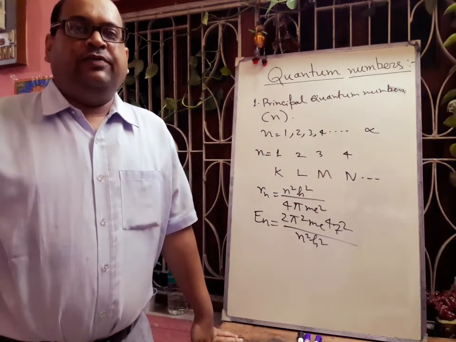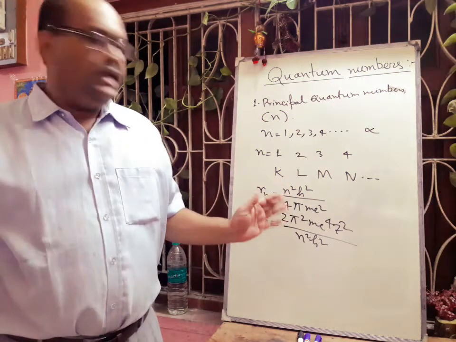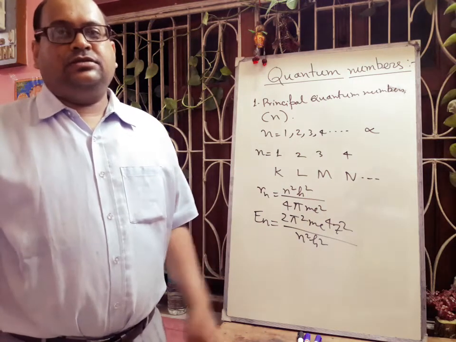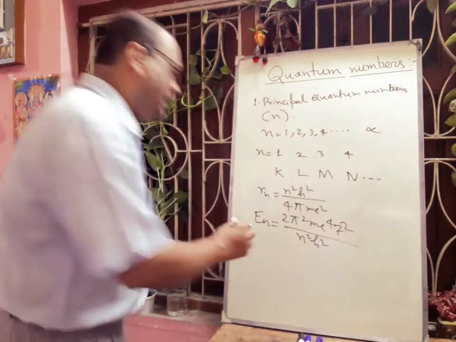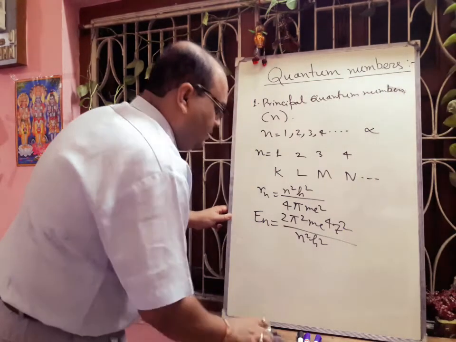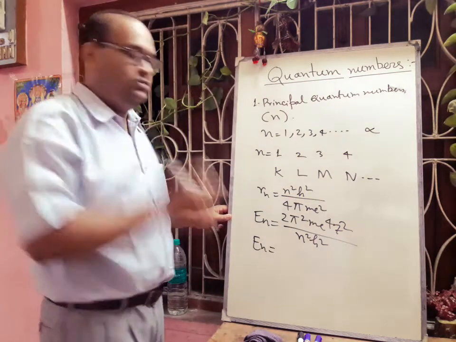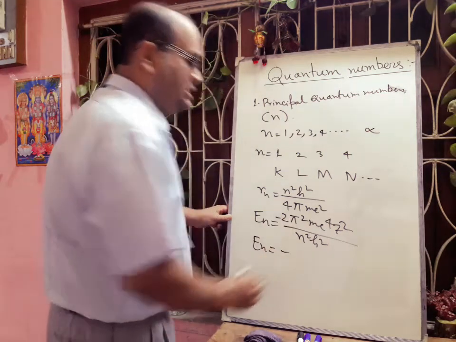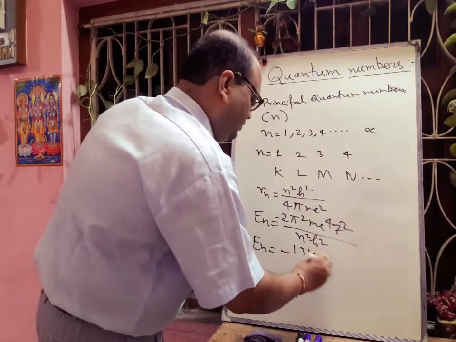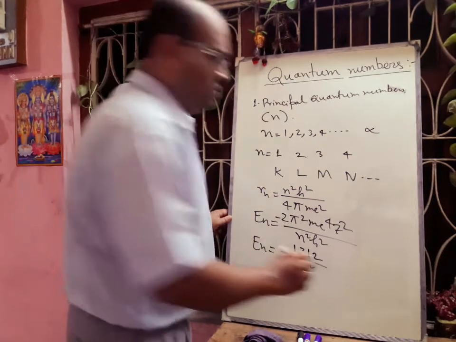Now if we put the values of m, e, z, h, then we will get En is equal to, there should be a minus sign here, minus 1312 divided by n square kilojoule per mole.